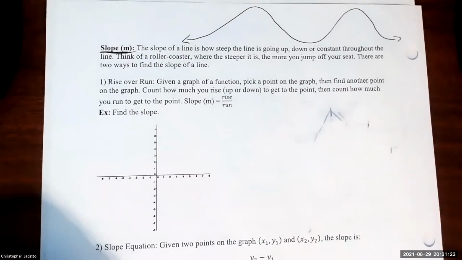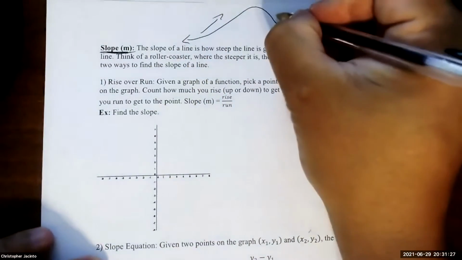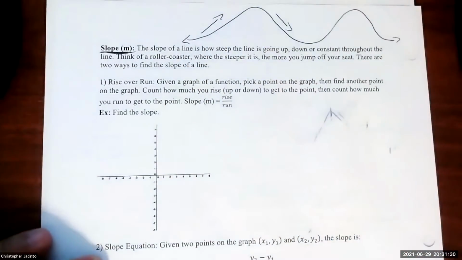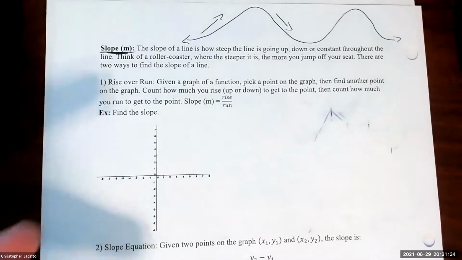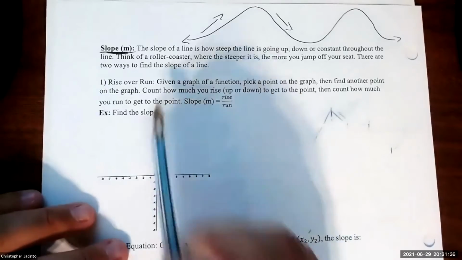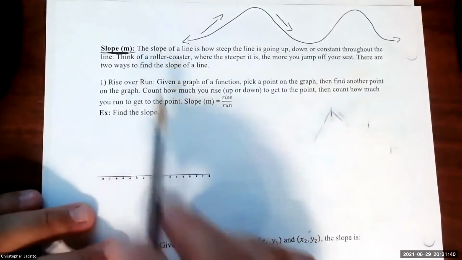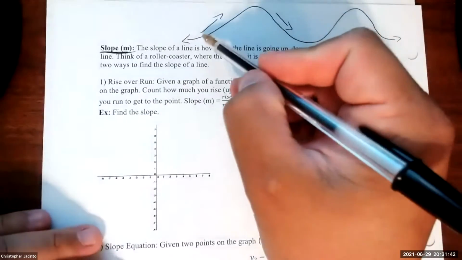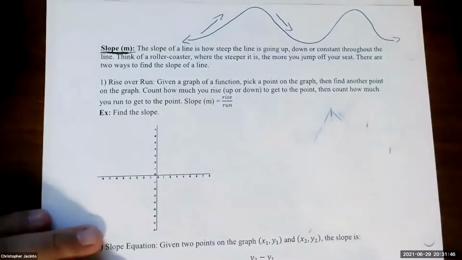So slope essentially tells you how fast you're going up or how fast you're going down. That's literally what slope represents. The formal definition says the slope of a line is how steep the line is, going up, down, or constant throughout the line itself. But essentially, how fast are you going up, how fast are you going down, or how fast are you going flat across.